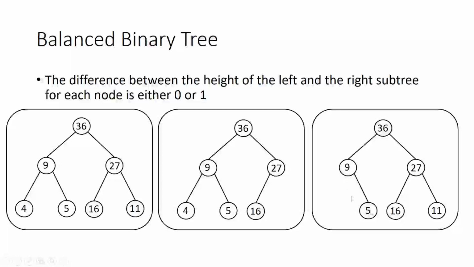Another case is this one, the third example. So what is happening here? The balance factor of 9, which is the left subtree height minus the right subtree height, is minus 1. So this also is a balanced binary tree. So what we can say is that the absolute value of the difference between the left subtree height and right subtree height can be either 0 or 1 in order to call the binary tree a balanced binary tree.